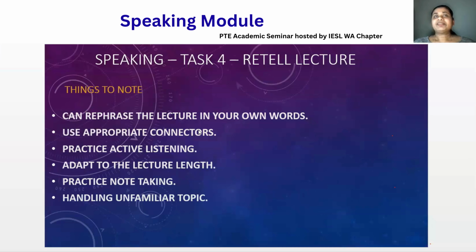Another thing is adapting to the lecture length. Sometimes the lecture can be a bit slow. Writing 4 or 5 phrases is still fine. If the lecture was a bit short, write down at least 2 or 4 key points from the lecture, and you can even repeat the same phrases or same keywords. Practice note taking. Another thing is handling an unfamiliar topic. If the topic was a bit unfamiliar to you, and you have not come across it before, just focus on what you had already written, and then maybe you can repeat that in different words.